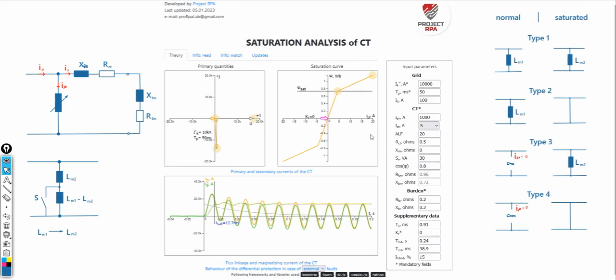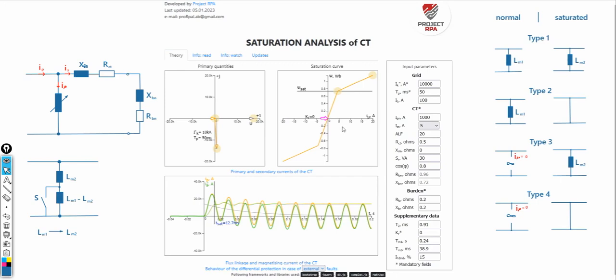The magnetizing curves can be changed with the mouse as well as with the time constants Tm1 and Tm2 in the input field. Tm1 and Tm2 are time constants that are related to the inductances Lm1 and Lm2. They are connected to each other by the resistances RCT and RB. So if you divide Lm1 or Lm2 by the sum of RCT and RB, you'll get Tm1 or Tm2 respectively.